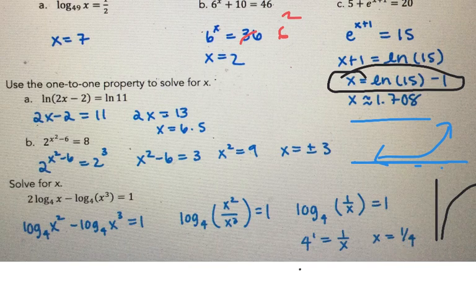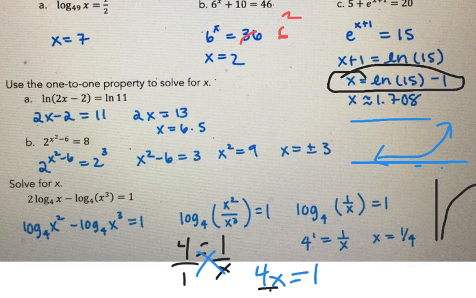So for me, again, I don't do well with these fractions. So I would write that as 4 equals 1 over x, like this. And then I would put that over 1 and cross multiply, which tells me 4x equals 1. And then divide by 4. And so now I can see x equals 1/4.